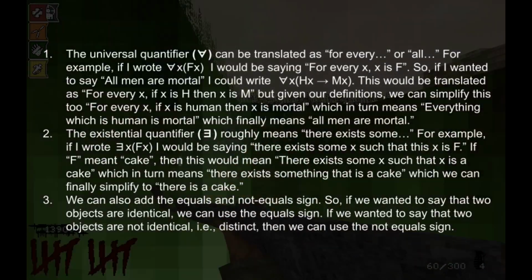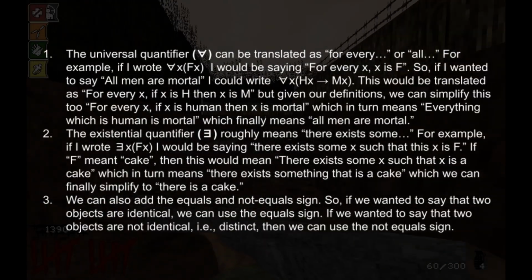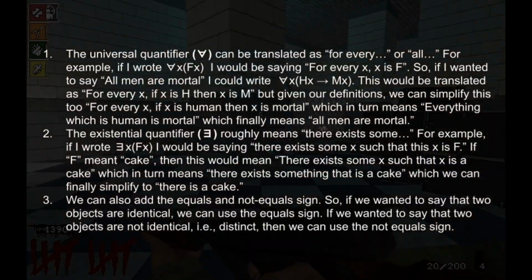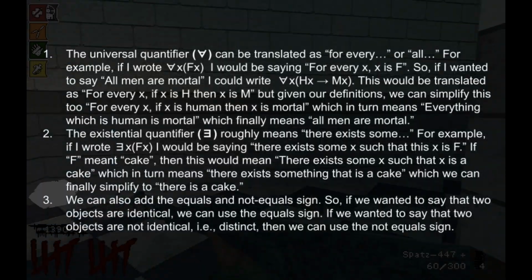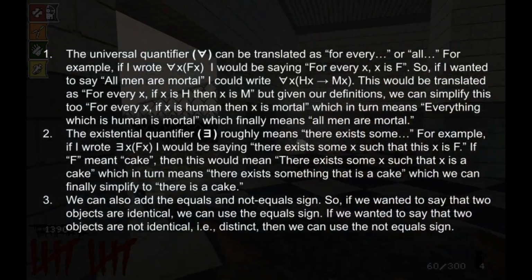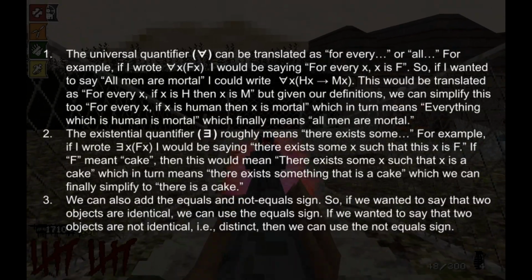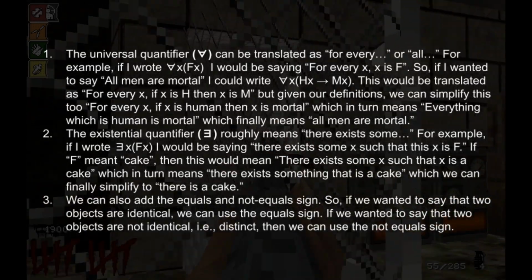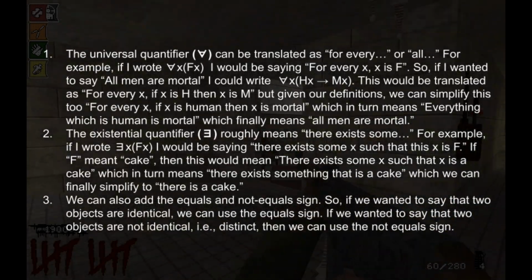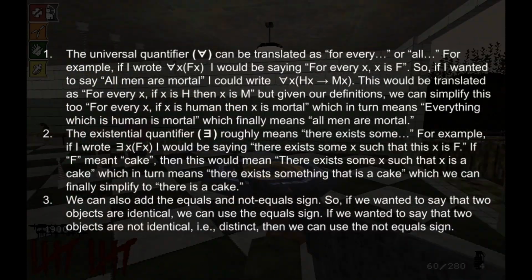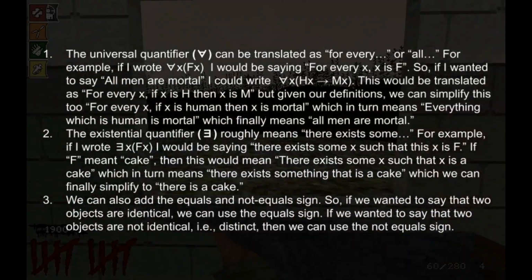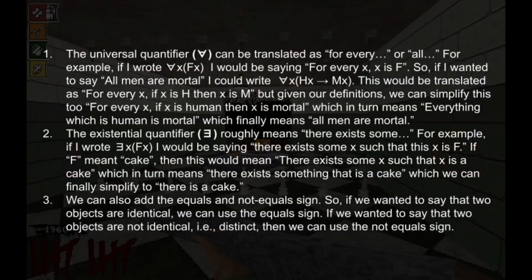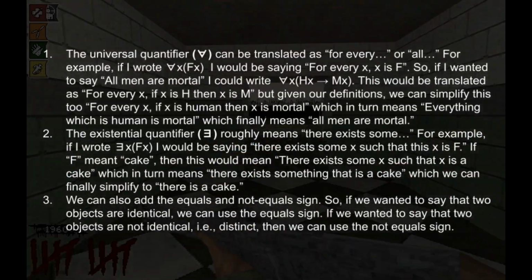Now, second, we can go over the existential quantifier, which just looks like a backwards capital E. This just means roughly "there exists" or "there exists some." So let's say I added an existential quantifier in front of the letter x, and then in parentheses I added the capital F in front of a lowercase x. I would be saying there exists some x such that this x is F. Now let's say F means cake. Then I would roughly be saying there exists some x such that x is a cake, which in turn just means there exists something that is a cake, which is simplified to there is a cake.